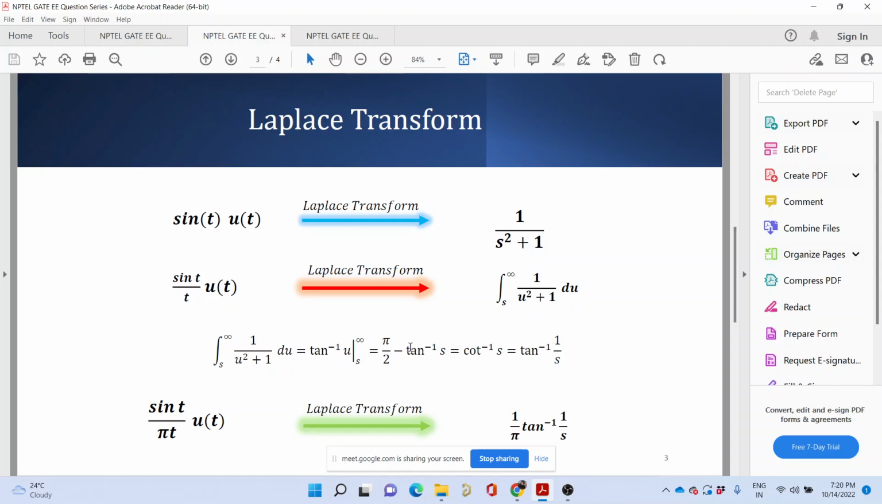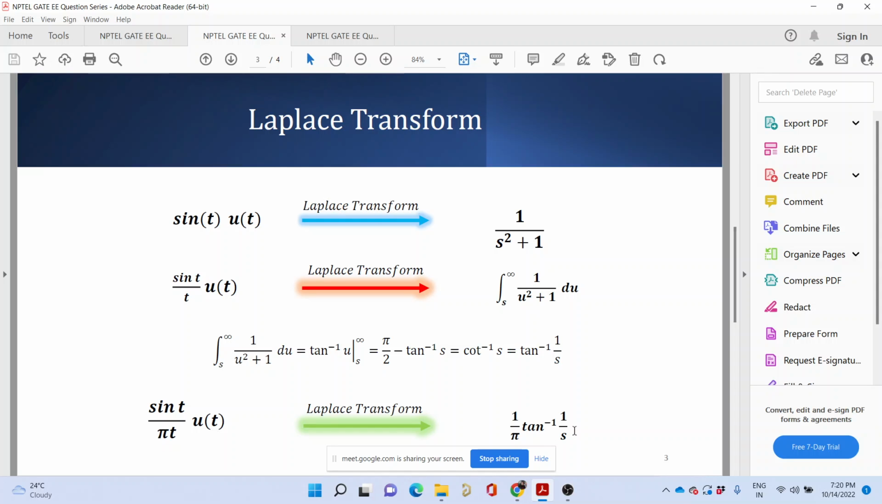So this becomes complementary. The complementary of tan would be cot, so cot inverse of s. So you replace it with tan inverse of 1 by s. This is what you are getting. So you have another term, pi, so you multiply with 1 by pi. So the Laplace transform becomes 1 by pi tan inverse of 1 by s.